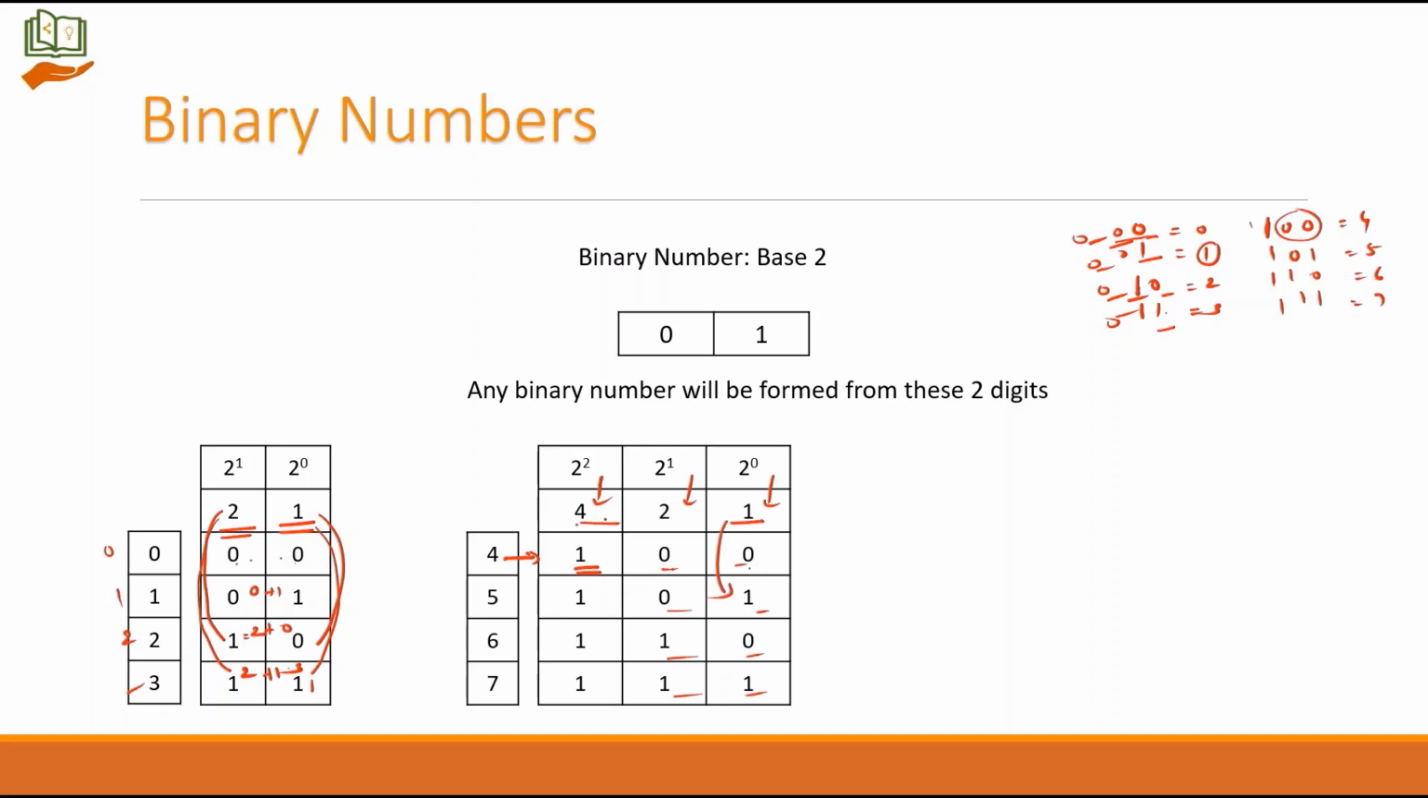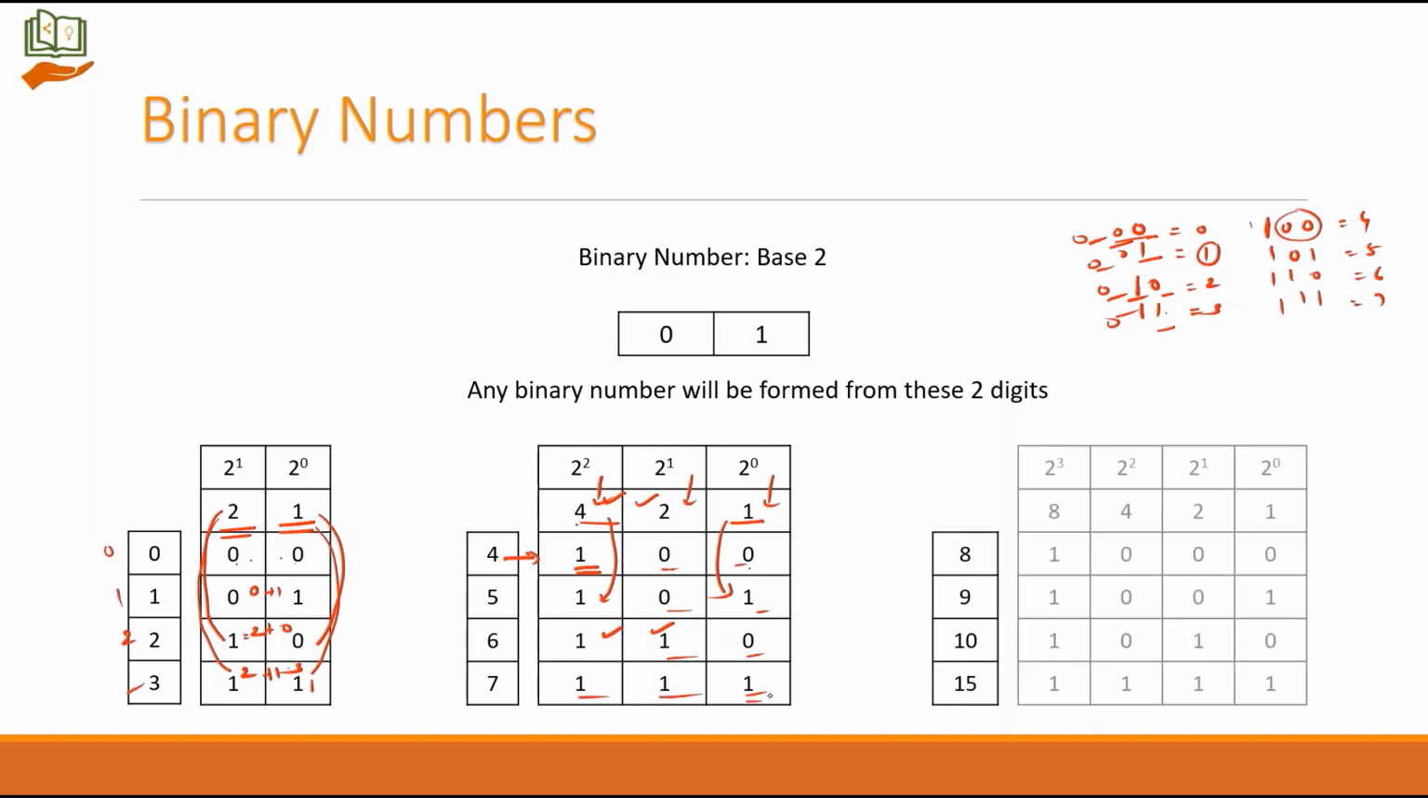Just place 1 in those 2 places. That will be 5's representation. For 6, 4 plus 2 is 6. So we have 2 ones in 4's and 2's places. This is 6. For 7 it is 4 plus 2 plus 1. So all the 3 places are having 1.